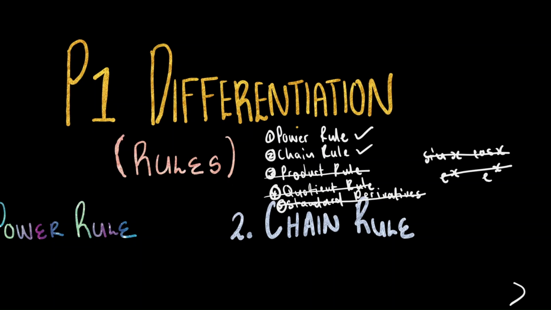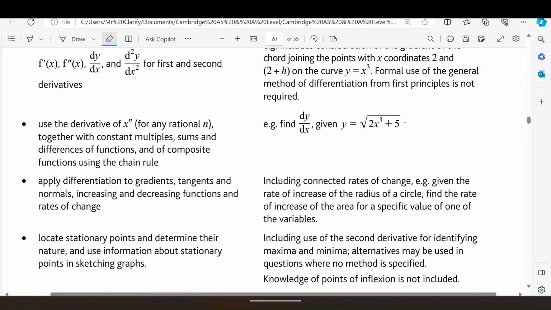So for paper 1, you're only going to have to know the first 2, power rule and chain rule. Then all the questions that are going to come are going to be application of these 2 rules. I'm going to go to the syllabus right now, and I'm going to give you a quick run. Let's go to the syllabus.